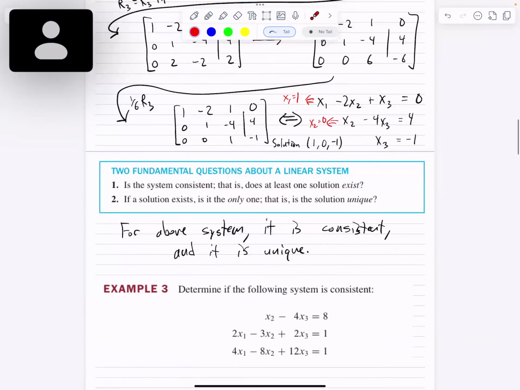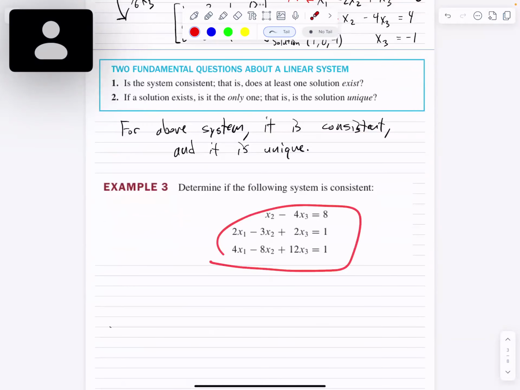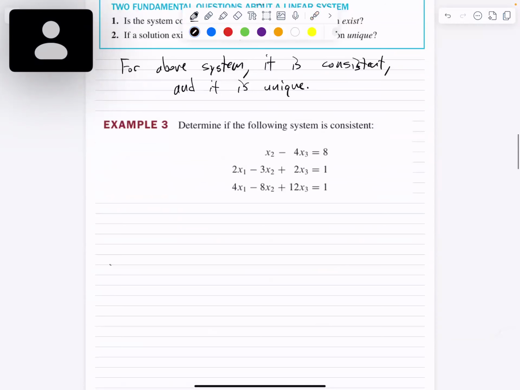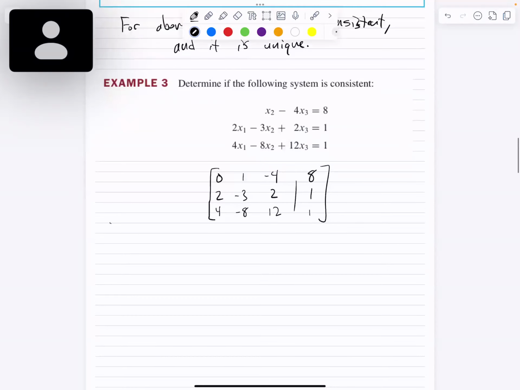And so let's see if this system is consistent. We're going to do the same technique, and so we're going to convert it to a matrix. The matrix will be 0, 1, -4, 8, 2, -3, 2, 1, and then 4, -8, 12, 1. And so that's the augmented system we're going to work with.